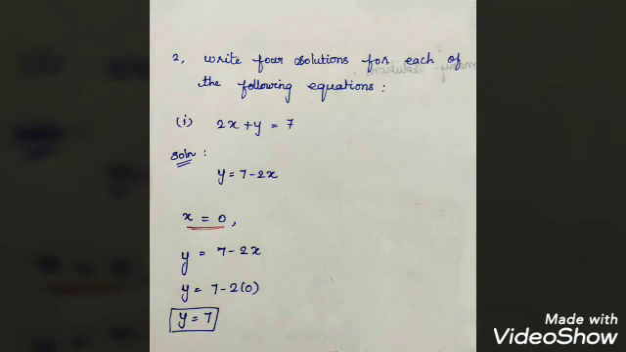Now, exercise 4.2 second problem. Write 4 solutions for each of the following equations. We have to find 4 solutions. Now what is the equation? 2x plus y equal to 7. First, we rearrange this equation as y equal to 7, and 2x will go to that side as minus 2x. Now first we are going to substitute x equal to 0. So y equal to 7 minus 2x is the equation. Substitute x equal to 0. So y equal to 7 minus 2 into 0, so y equal to 7.